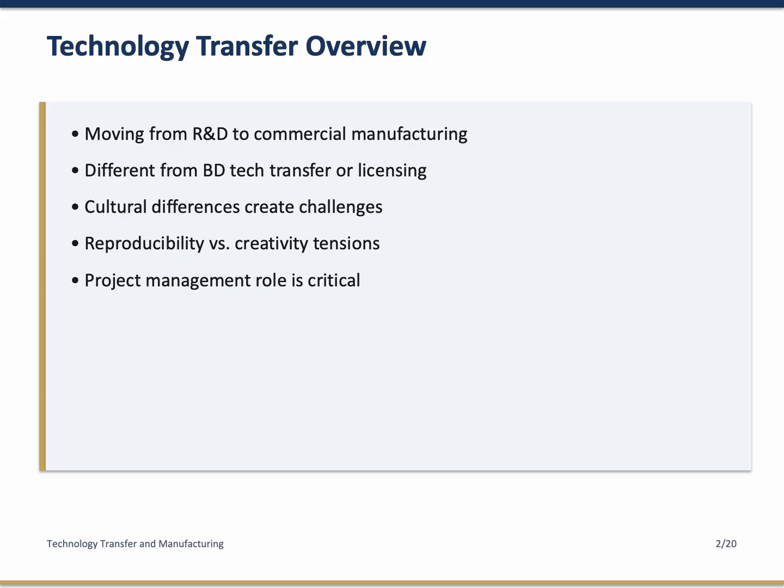Technology transfer to manufacturing operations is the process of moving from small-scale R&D processes, prototypes, and know-how to larger-scale bulk commercial manufacturing processes. This differs from the business development type of tech transfer discussed earlier or licensing IP from external sources. In moving from R&D to commercial operations, difficulties can arise because the two functions have different priorities.